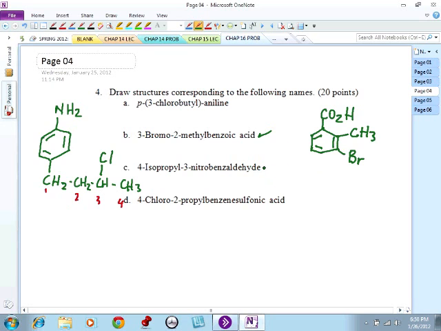Okay. Now let's do this one here. C. 4-isopropyl 3-nitrobenzaldehyde. What is the base name? Benzaldehyde. Okay, very good.